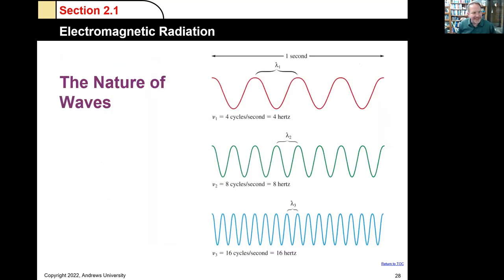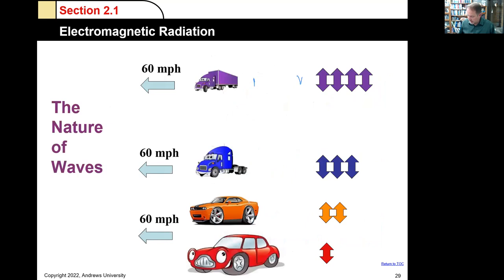Getting back to the message at hand, the nature of waves. Waves from the electromagnetic spectrum have these two qualities: wavelength, the distance between the amplitudes, and how fast those amplitudes are going past you. That's frequency in hertz. And all of them are moving through space.